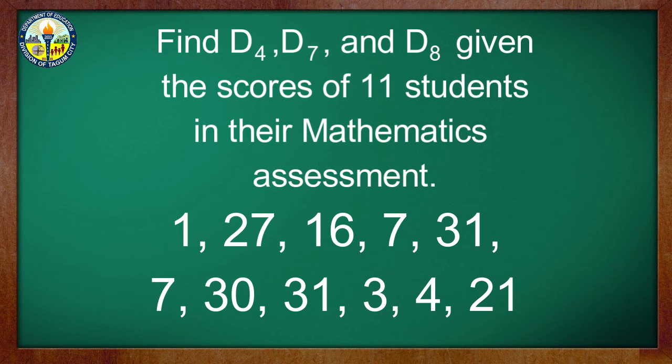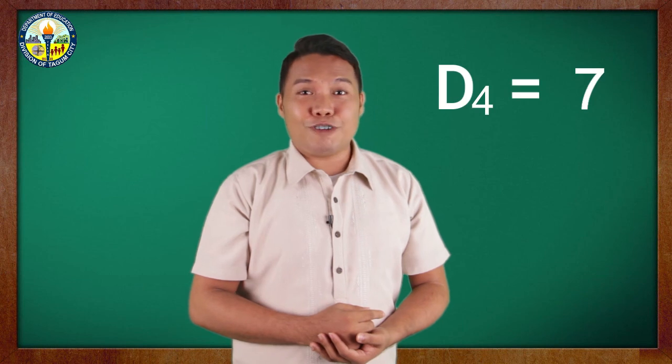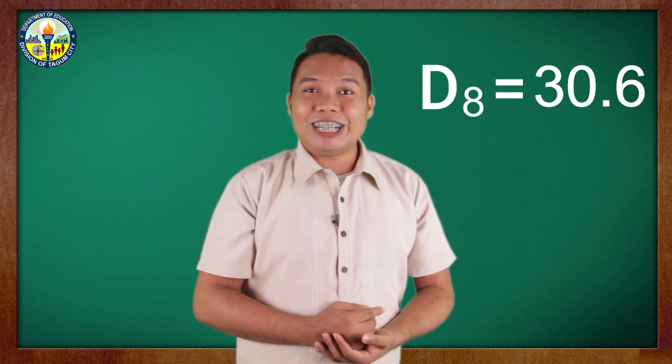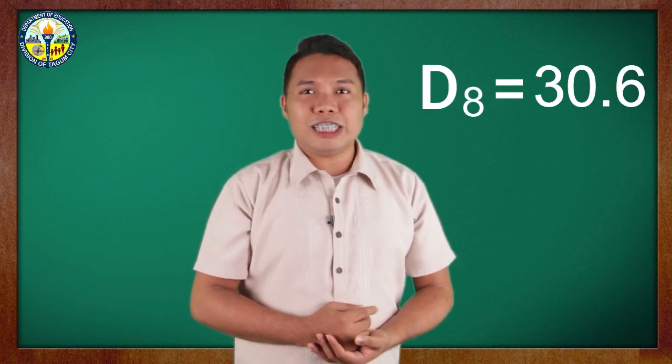All right, time is up. Let us now check your answer together. Number 1, the answer is Decile 4 equals 7. Number 2, the answer is D sub 7 equals 28.2. And number 3, the answer is D sub 8 equals 30.8. How many correct answers did you get? If you got 3 out of 3, congratulations! But if you got lower than 3, study harder.